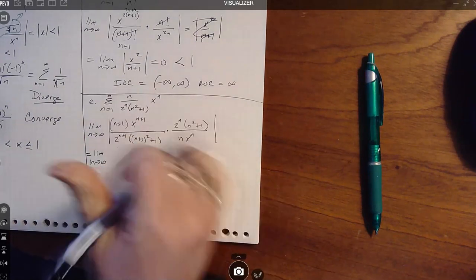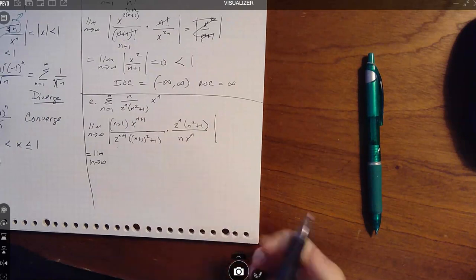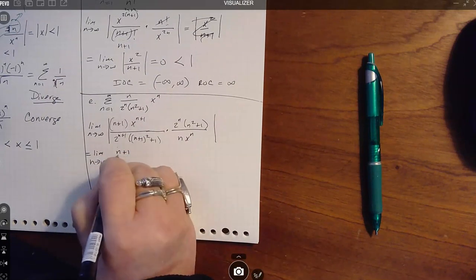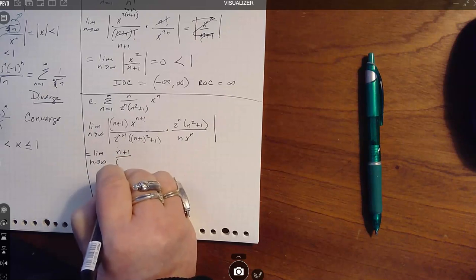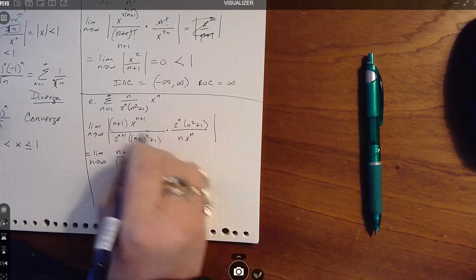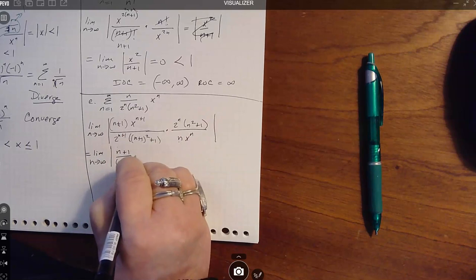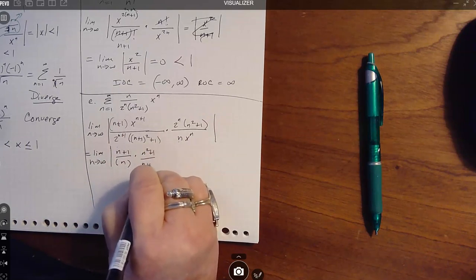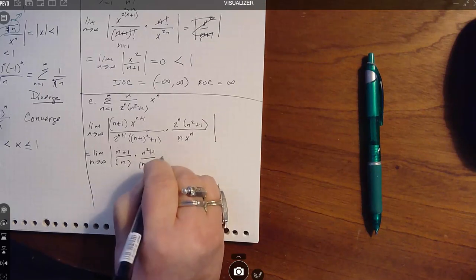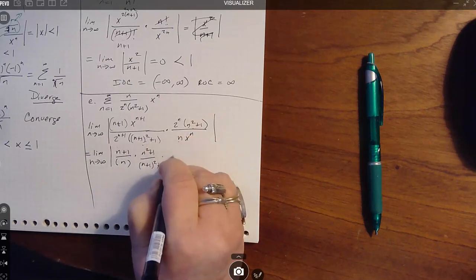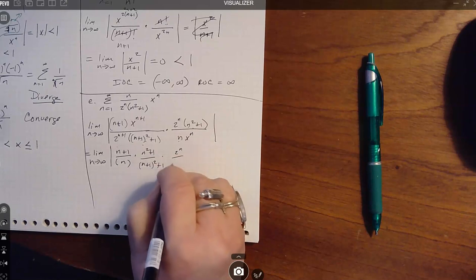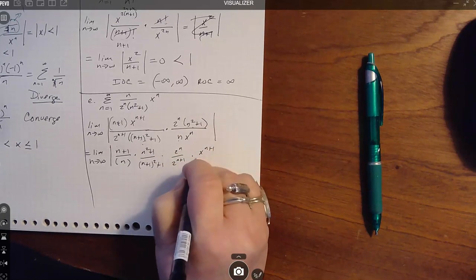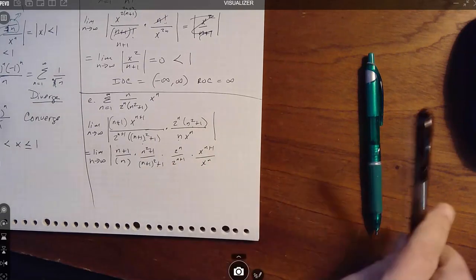So I'm going to match up the ones that I can cancel. I have (n plus 1) over n, getting these two things, times (n squared plus 1) over ((n plus 1) squared plus 1), getting these together, 2 to the n over 2 to the n plus 1, times x to the n plus 1 over x to the n.